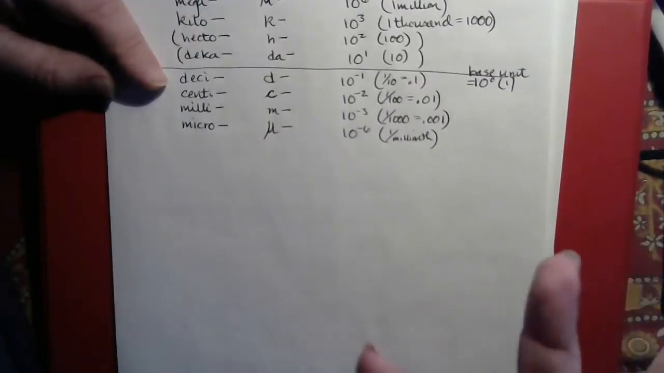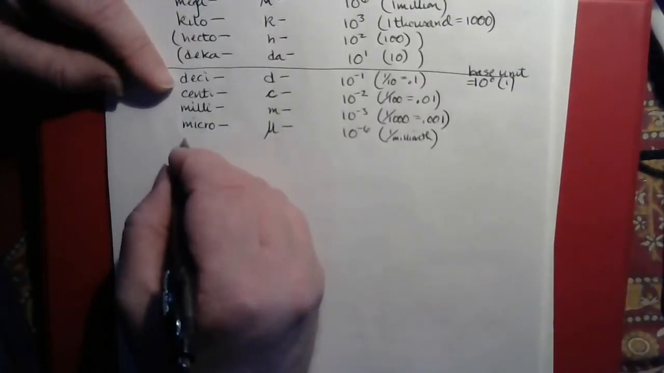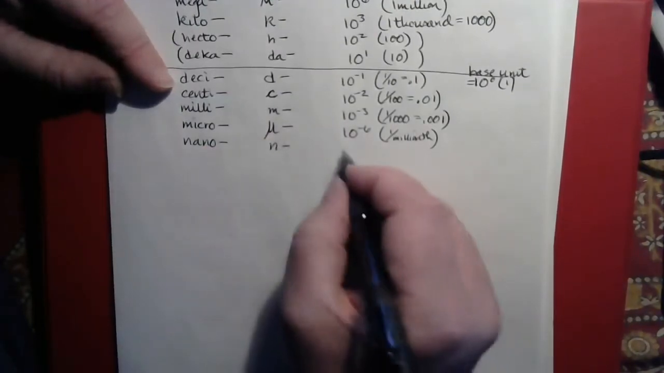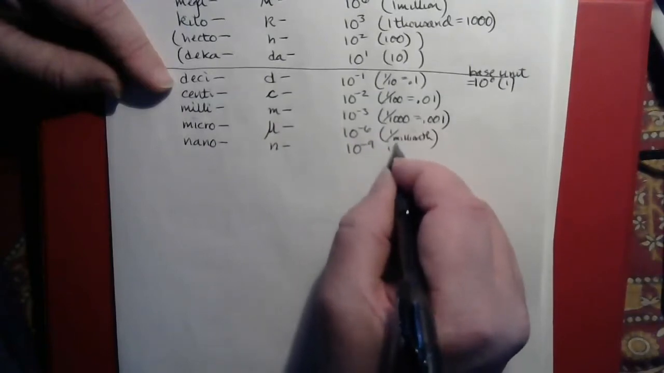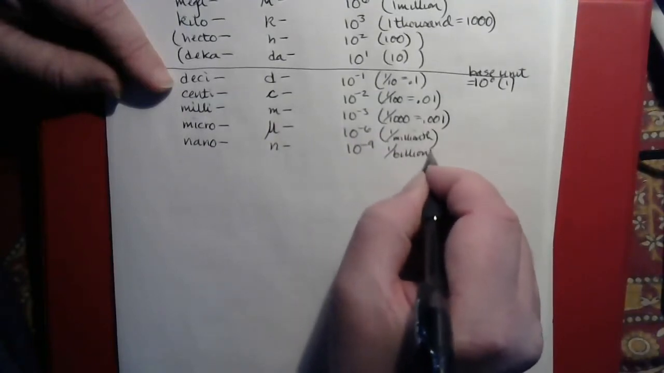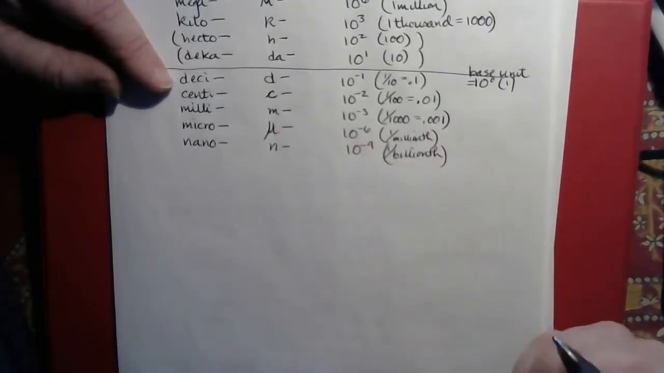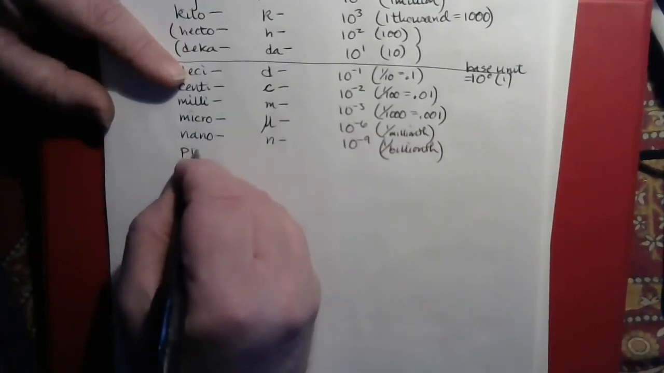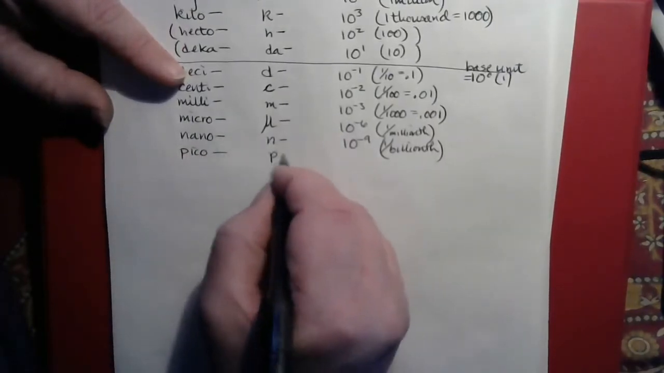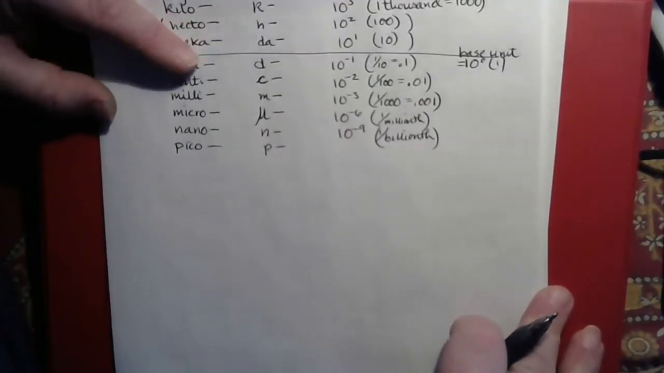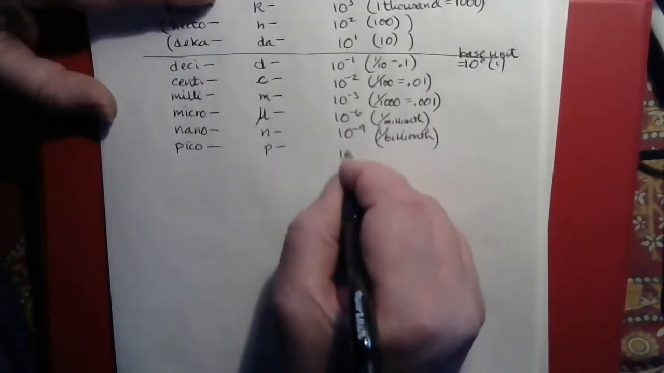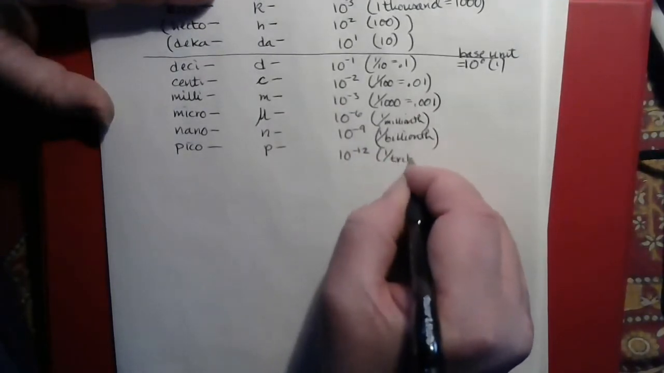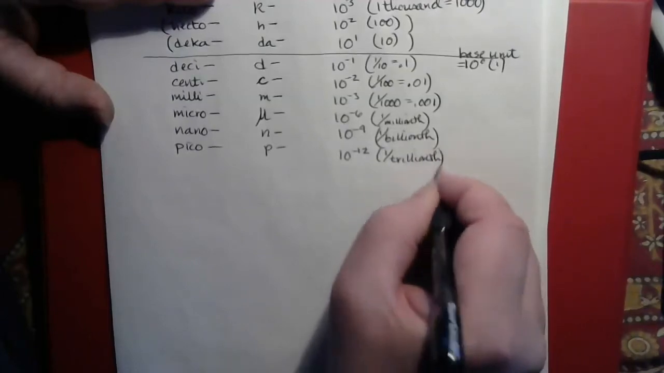The next one, again, is a factor of 3. The next one of significance is nano. Lowercase n. That is 1/billionth, or 10 to the minus 9 of a unit. Then we have pico, which is a lowercase p for the symbol. That's 10 to the minus 12. That's a trillionth.